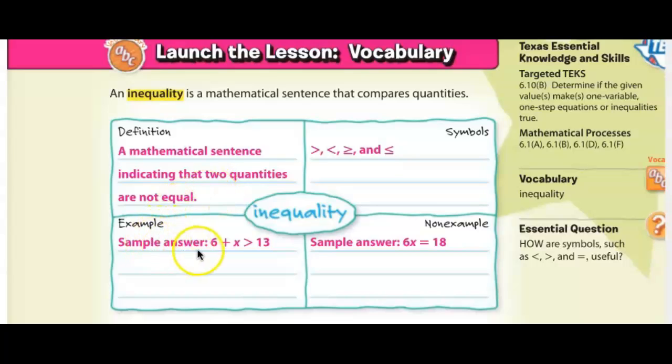Now an example would be 6 plus x is greater than 13. This is an inequality. You can write another example if you want. An example of what is not an inequality is 6x equals 18. There is only one answer. If we divide both sides by 6, x is going to be equal to 3. Both sides are equal expressions. This is not an inequality.